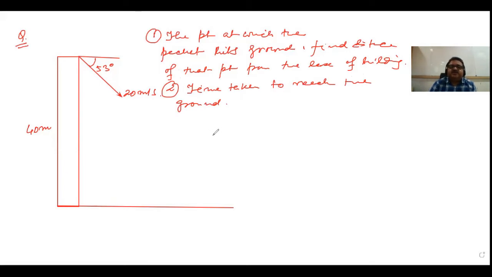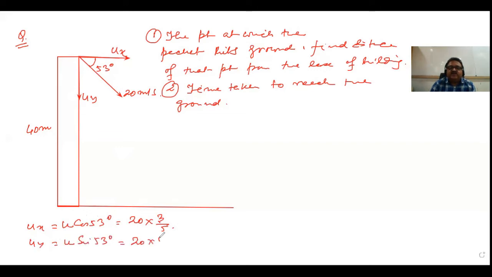Now, what to do again? Same thing. Split it into components, one along the x-axis, other along the y-axis. It is ux, it is uy. Now, let's split this component and find the value of it. Ux is equal to u cos 53. Cos 53 is 3 by 5. And uy is equal to u sin 53, 20 times 4 by 5. If we cancel this, 4 3s are 12 meter per second, and if I cancel this, this will be 16 meter per second.